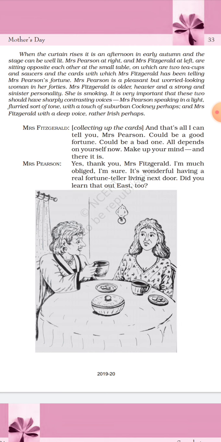Mrs. Fitzgerald, collecting up the cards: And that's all I can tell you, Mrs. Pearson. Could be a good fortune, could be a bad one. All depends on yourself now. Make up your mind, and there it is.